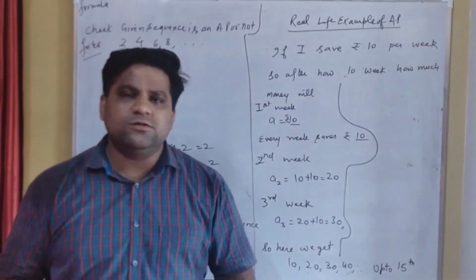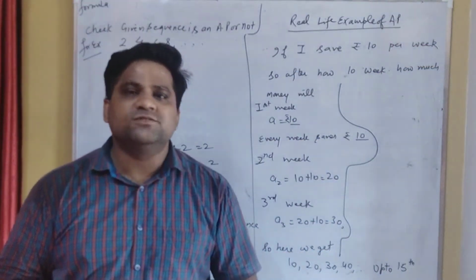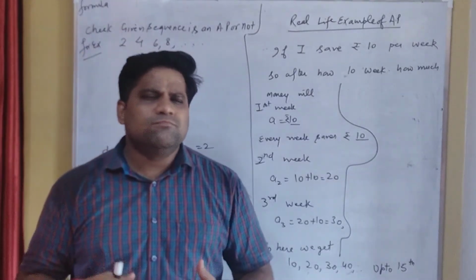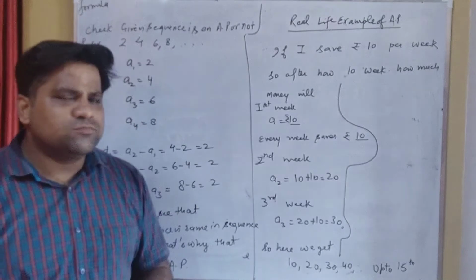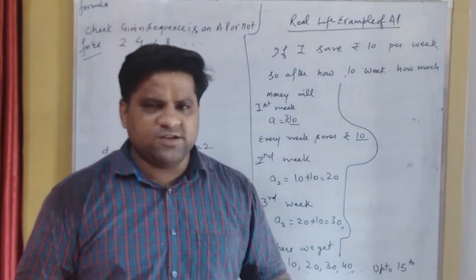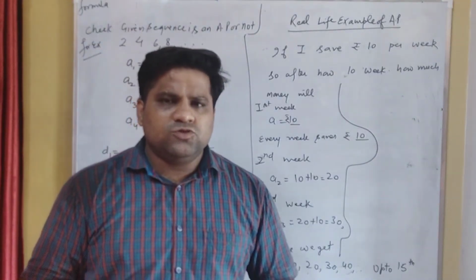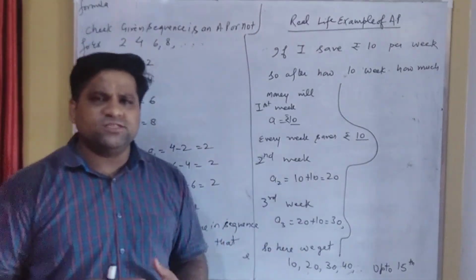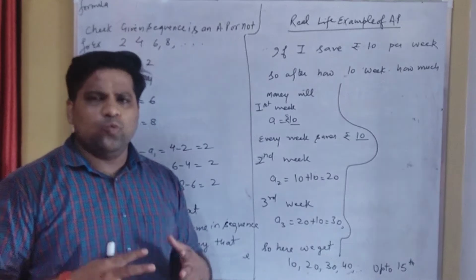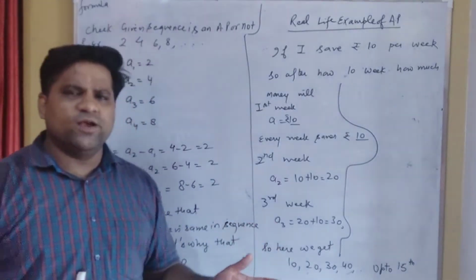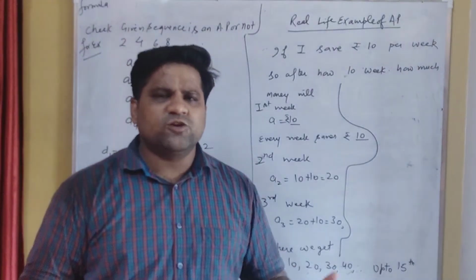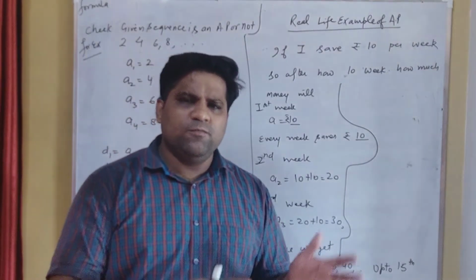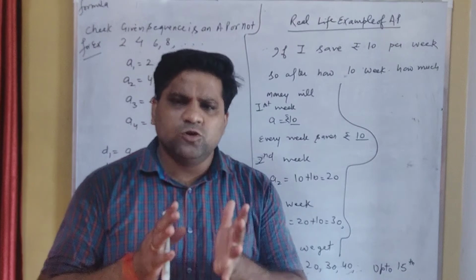As we have studied, we can find the common difference by subtracting the previous terms from the successive terms. So we can get our common difference. If the common difference in the sequence is the same, then we say that the sequence is in AP. So for a sequence to be in AP, the common difference should be the same.